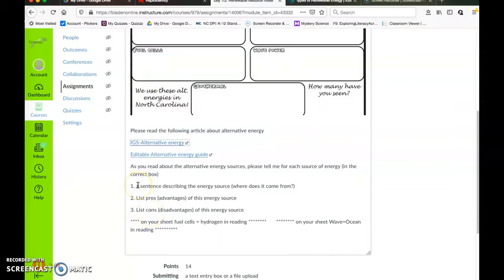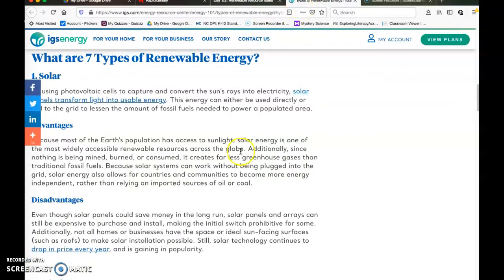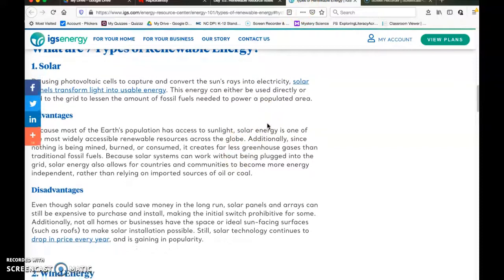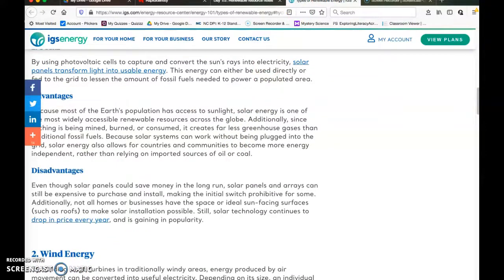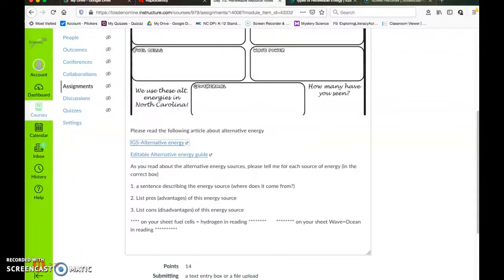The first one, though, needs to be a sentence describing the energy source, and this needs to be in your own words. If you simply copy and paste what the article says, you will not get credit for that question. So make sure that you are summarizing. One of our powerful science skills here is to be able to take information and put it into your own words. That's what we're going to be doing today.